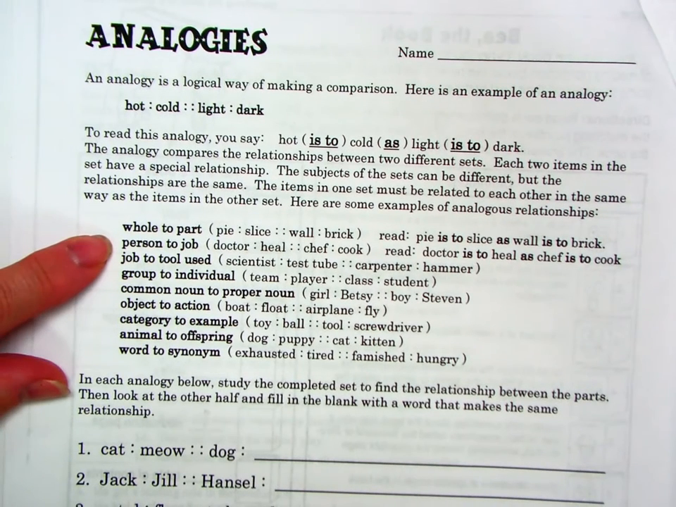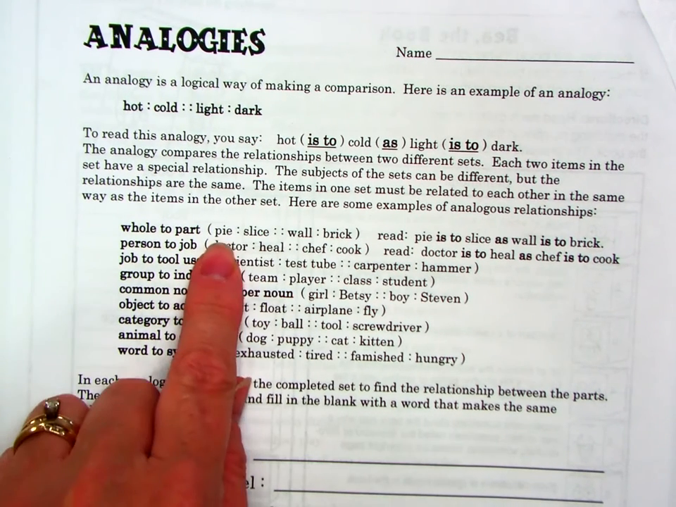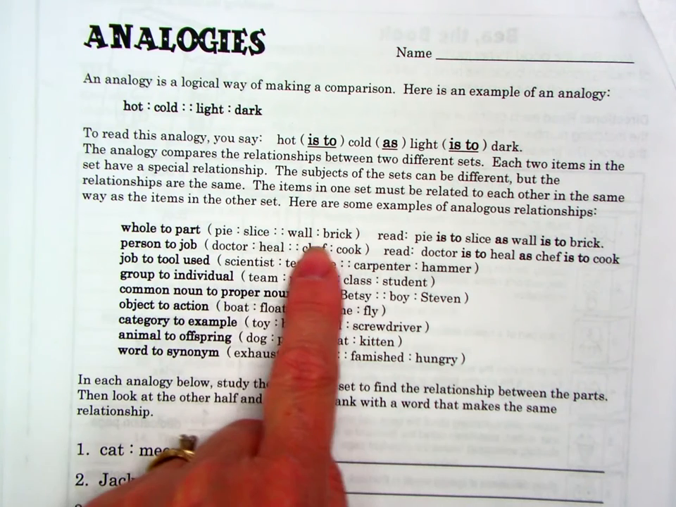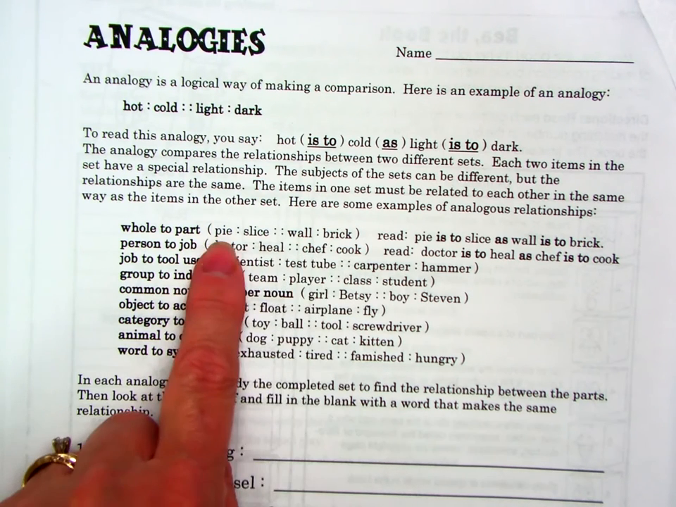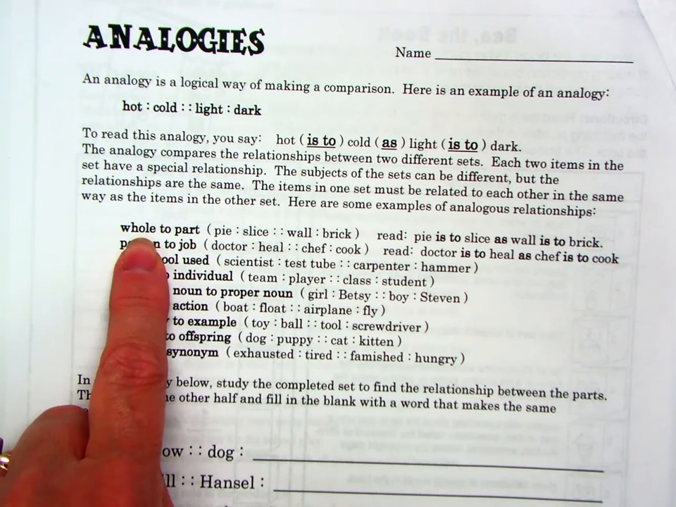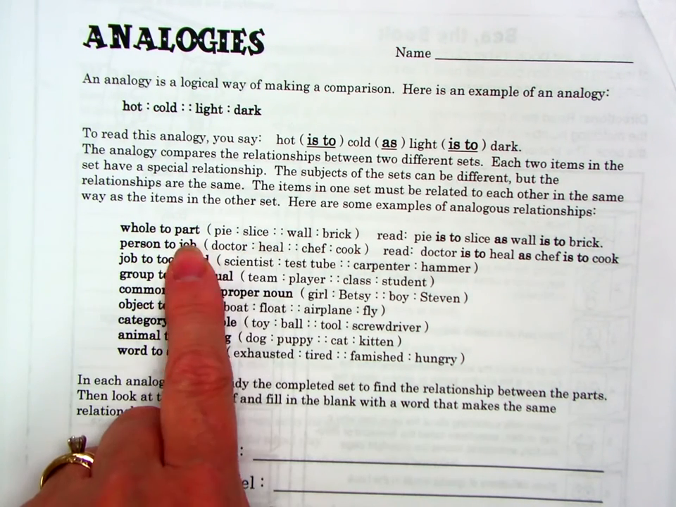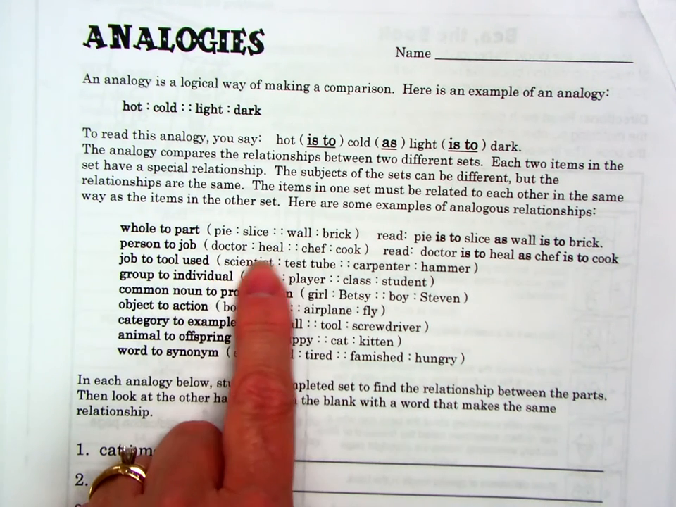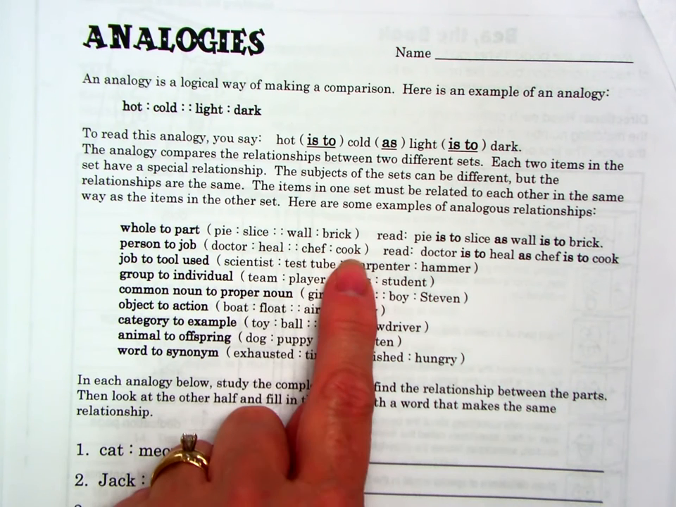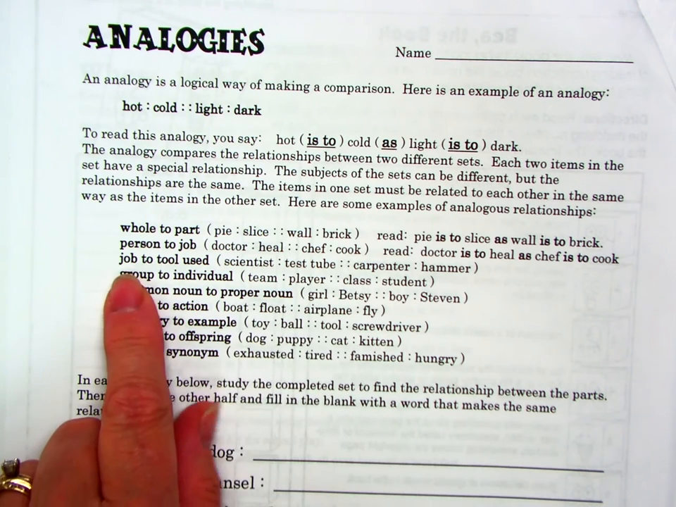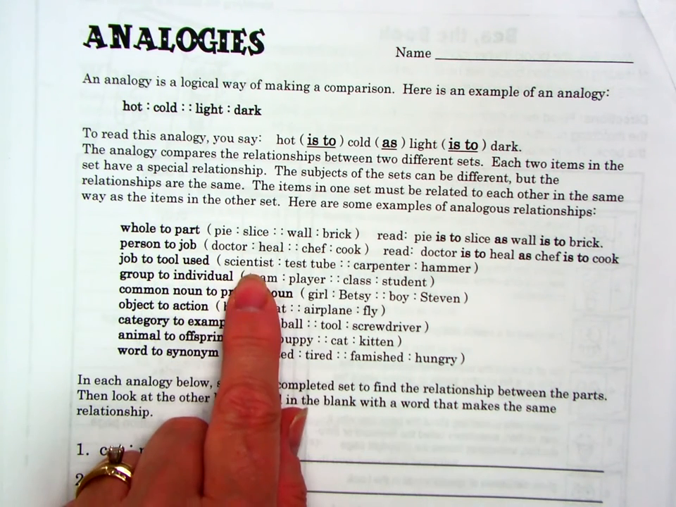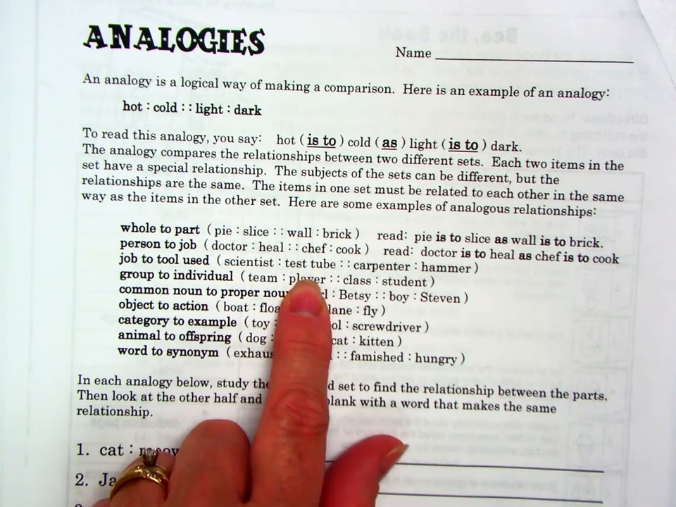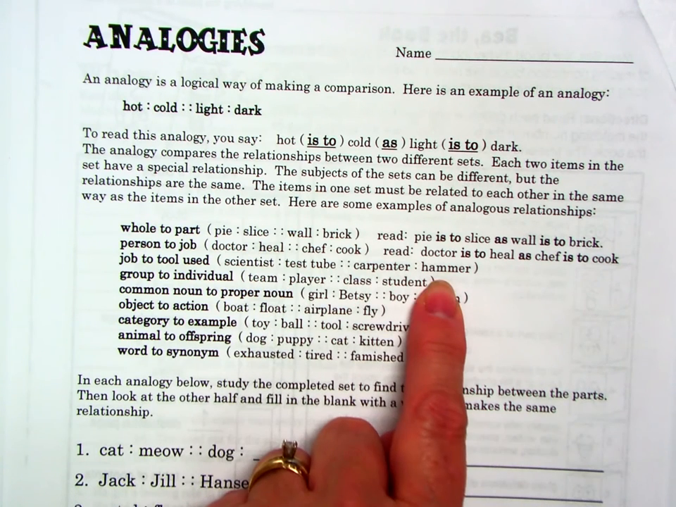Here are some examples of analogous relationships. Whole to part. Pie is to slice as wall is to brick. Pie and wall are the whole thing. Slice is a part of the pie. Brick is a part of the wall. Person to job. Doctor is to heal as chef is to cook. Job to tool used. Scientist is to test tube as carpenter is to hammer.